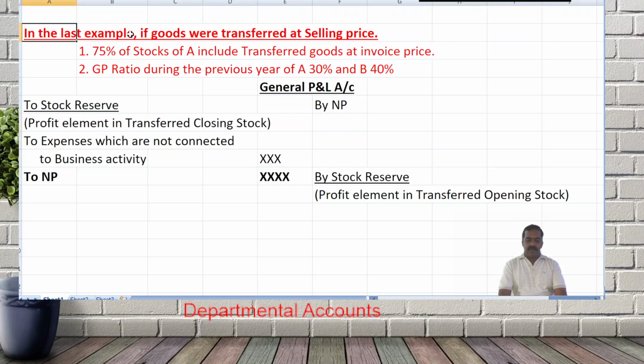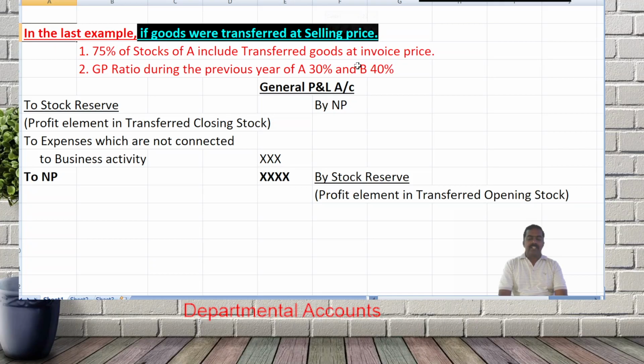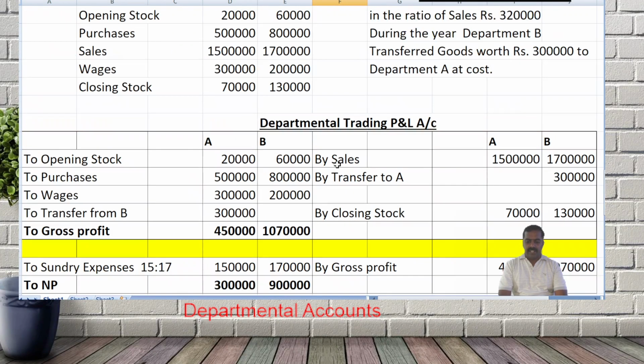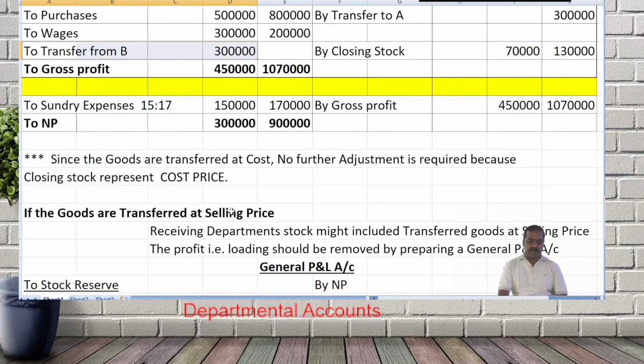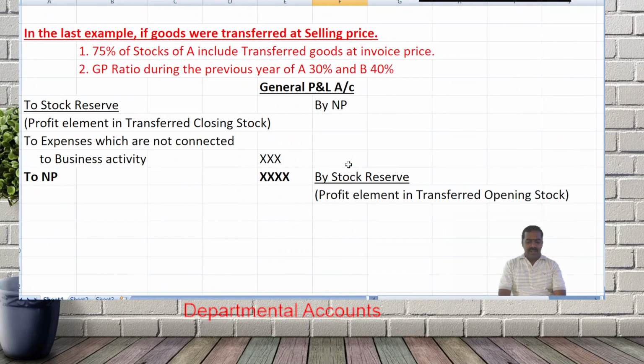In the last example, goods were transferred at what price? Selling price. Will it make a difference in the trading account? In the trading account, by transfer to A, how much? 3 lakhs. Will you make any adjustment? No, this is already selling price. To transfer from B, how much? 3 lakhs. You will record it in the trading account as usual, no adjustment required. You will prepare the P&L account also. There no adjustment is required. Adjustment is required only for stock.